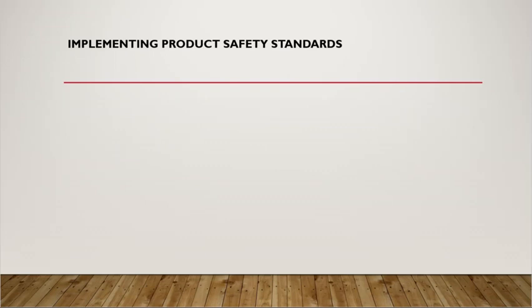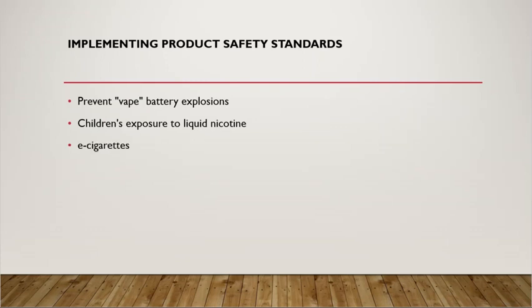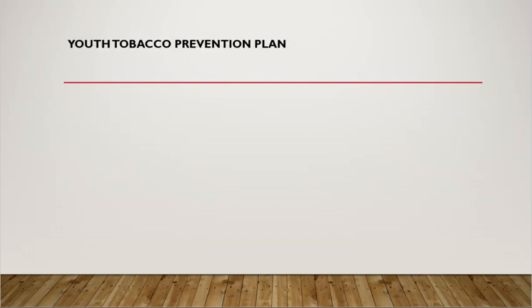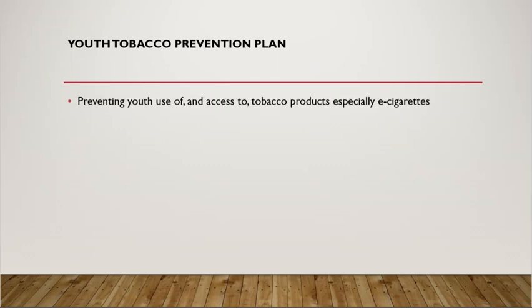FDA is involved in implementing product safety standards to prevent vape battery explosions, to reduce children's exposure to liquid nicotine, and address e-cigarettes. And it's going to try to do that through its Youth Tobacco Prevention Plan to try to help the young people stop using and restrict their access to tobacco products, especially e-cigarettes.